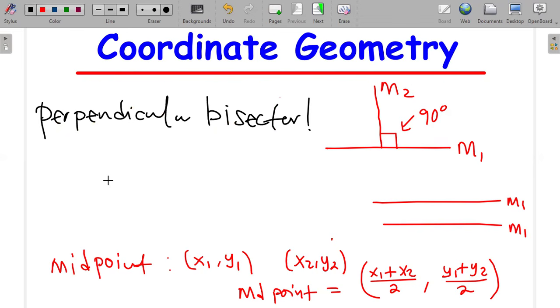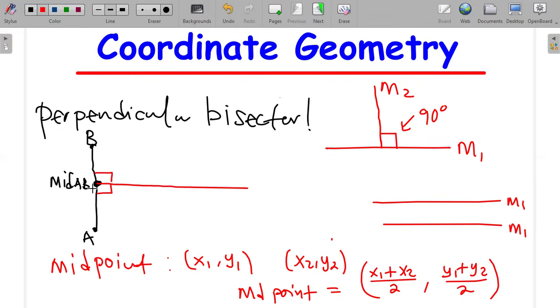So let's say this is my line segment, and this is point A, maybe that is point B. This is my line segment. A perpendicular bisector will come and pass through the midpoint of this line. So I have points A and B, so the midpoint of the line AB can be somewhere there. A perpendicular bisector will come and pass through this point like that, and it will make 90 degrees as it does that.